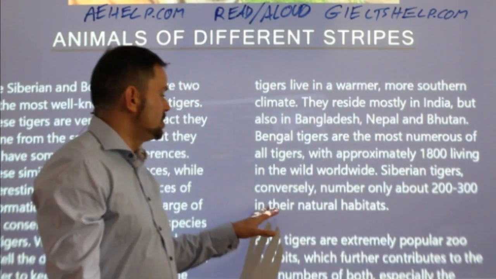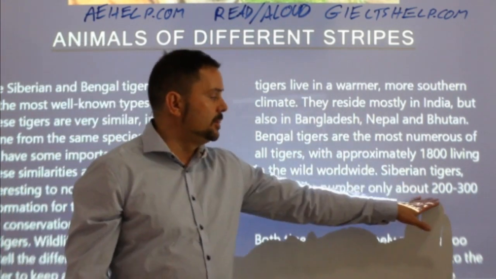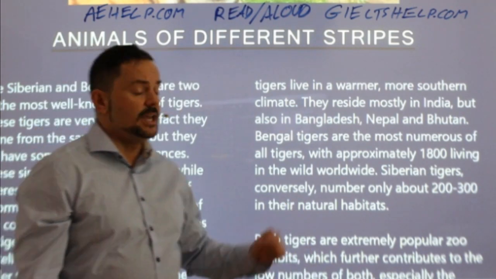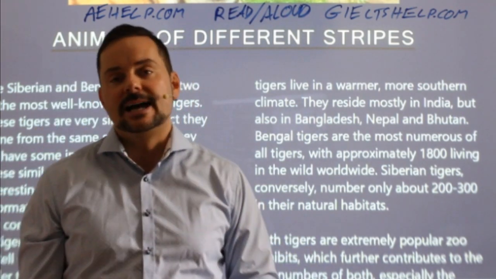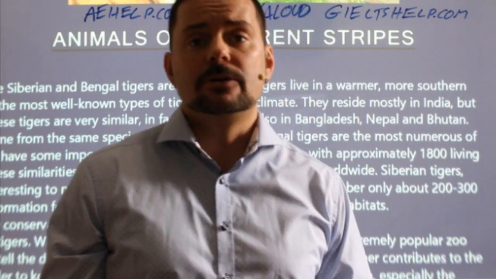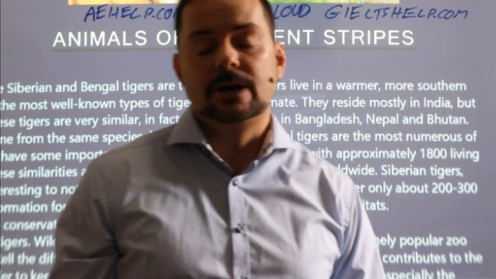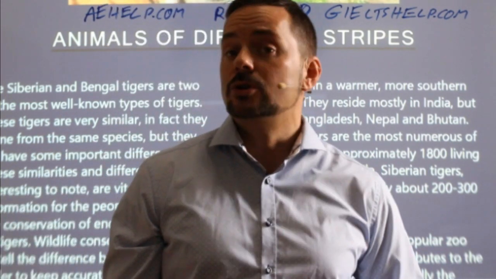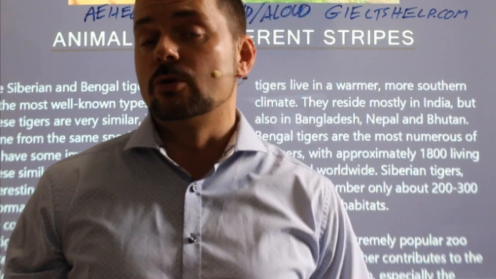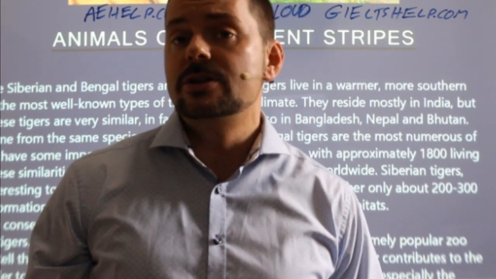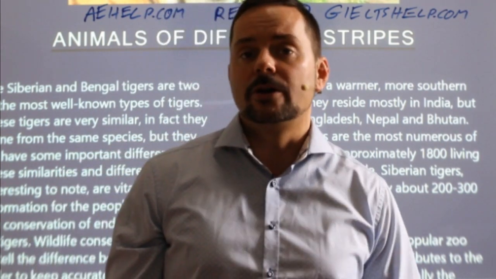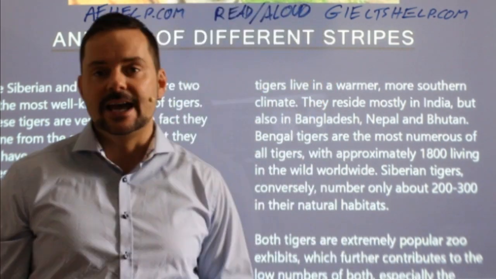Siberian tigers, conversely, number only about 200 to 300 in their natural habitats. What is this paragraph about? This paragraph is about the locations where Bengal and Siberian tigers live or lived, and the numbers, so how many of them there are in the world today.